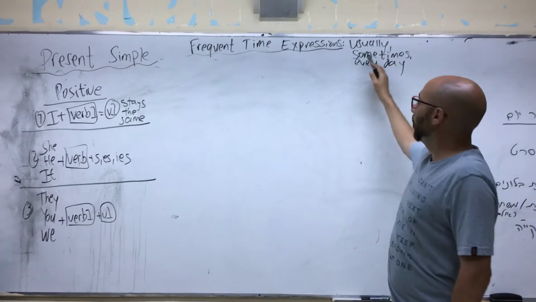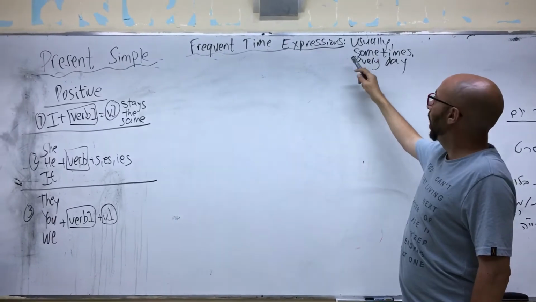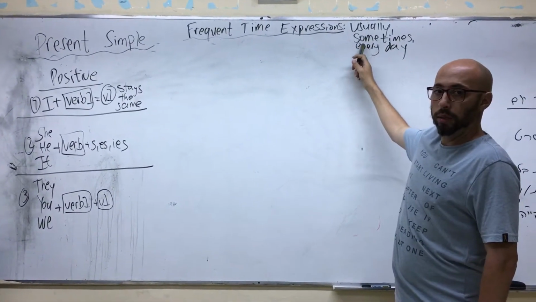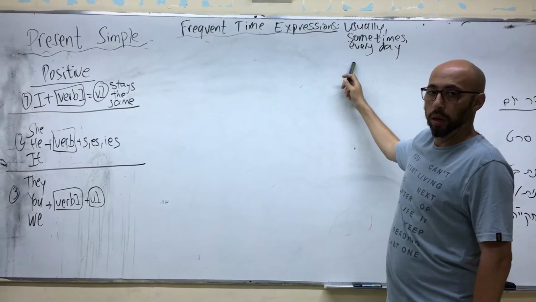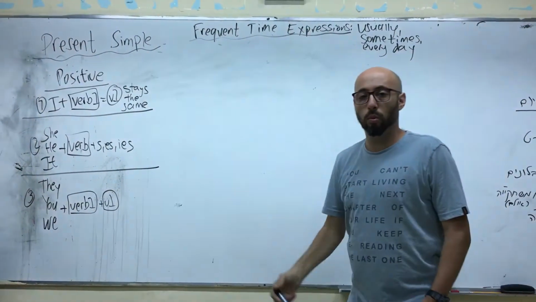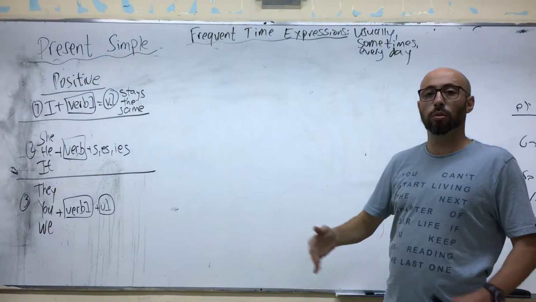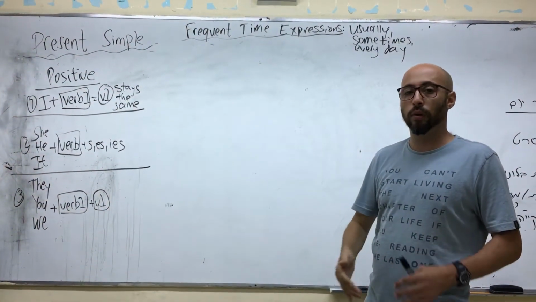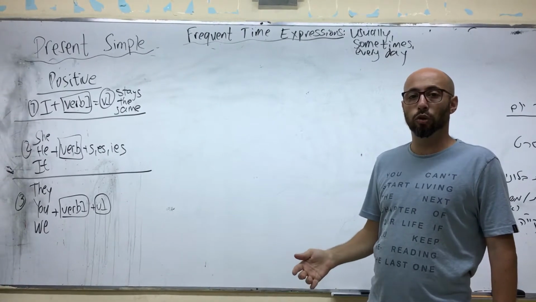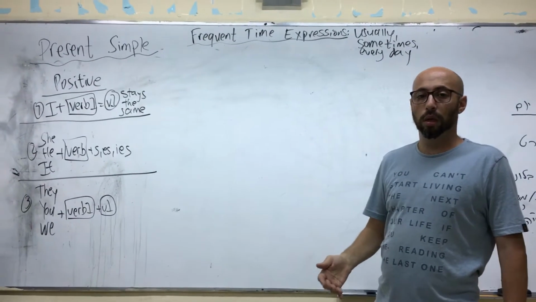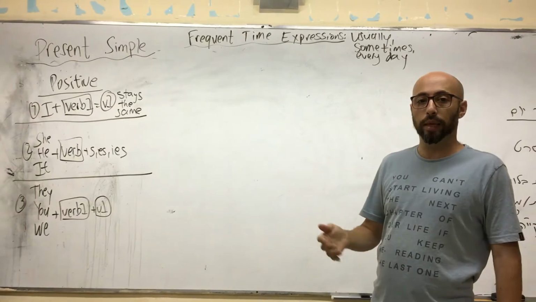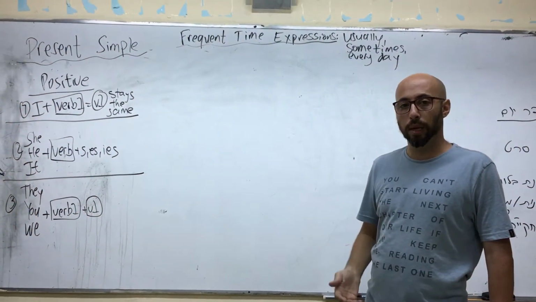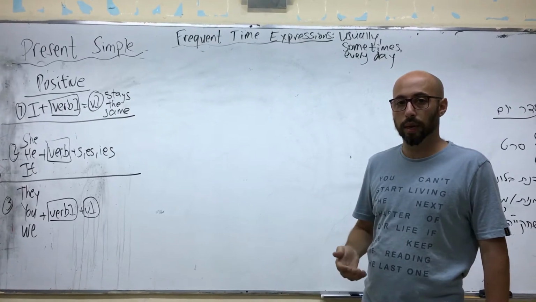Three of the very common and popular time expressions in the present simple are usually, sometimes, and every day. It can be every night, it can be every week. Present simple is used whenever things repeat themselves in the present. For example, sometimes I drink orange juice. Sometimes she sleeps in the afternoon. Things which repeat themselves, yet we are speaking about them in the present tense.